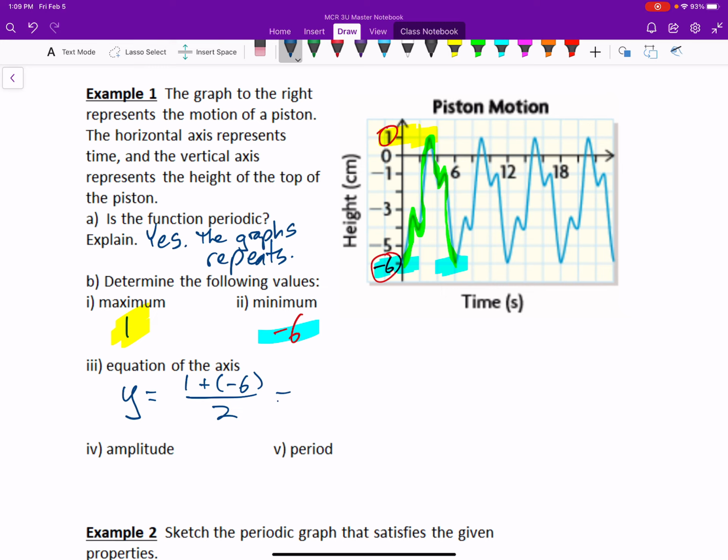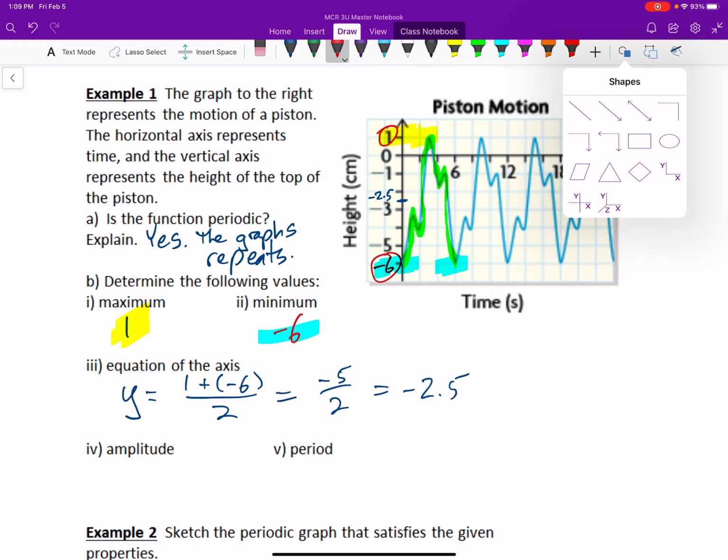It's not a lot of space here, so we'll go horizontally. 1 plus -6 is -5. Divided by 2 gives -2.5. So -2.5 would be about here on the y-axis. So let's see if we can draw a horizontal line for that.